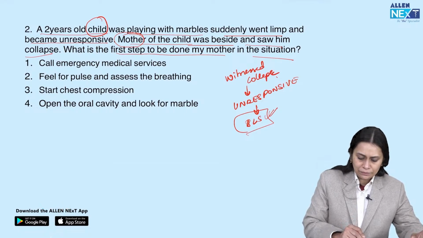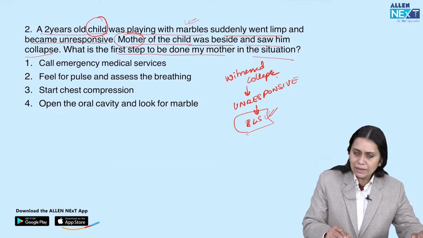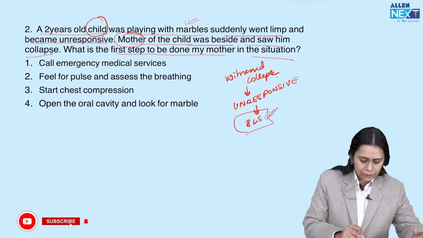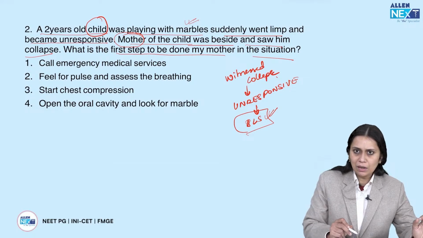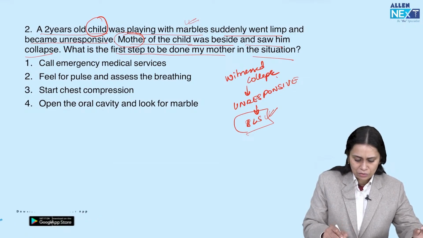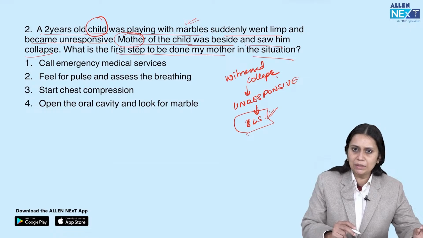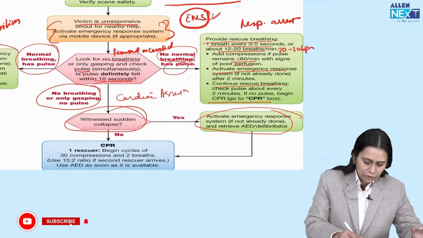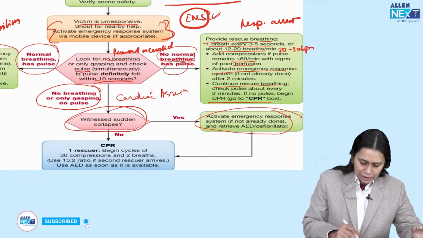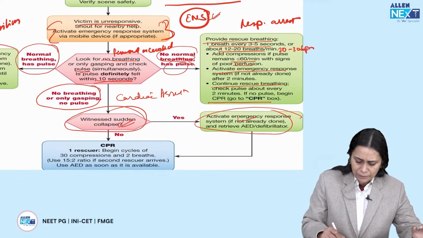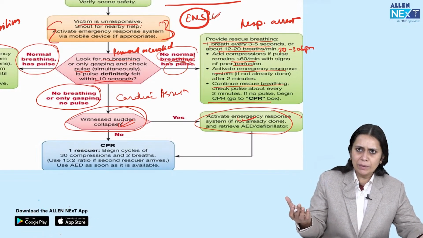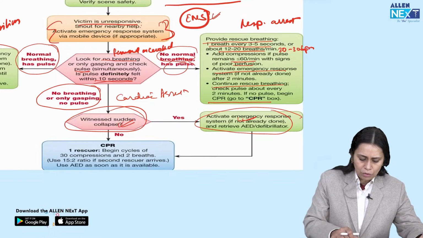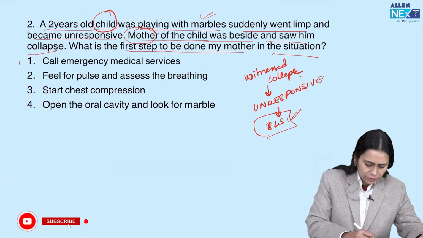A 2-year-old child playing with marbles suddenly went limp and became unresponsive. The mother of the child was beside him. So it was a witnessed arrest and she saw him collapse. What is the first step to be done by the mother in this situation? Immediately she will call for the emergency medical system. In a witnessed arrest, it is also suggested to call for the emergency medical system. In an unresponsive patient, as soon as possible, try to call for help. So the mother will call for help. This should be the answer.